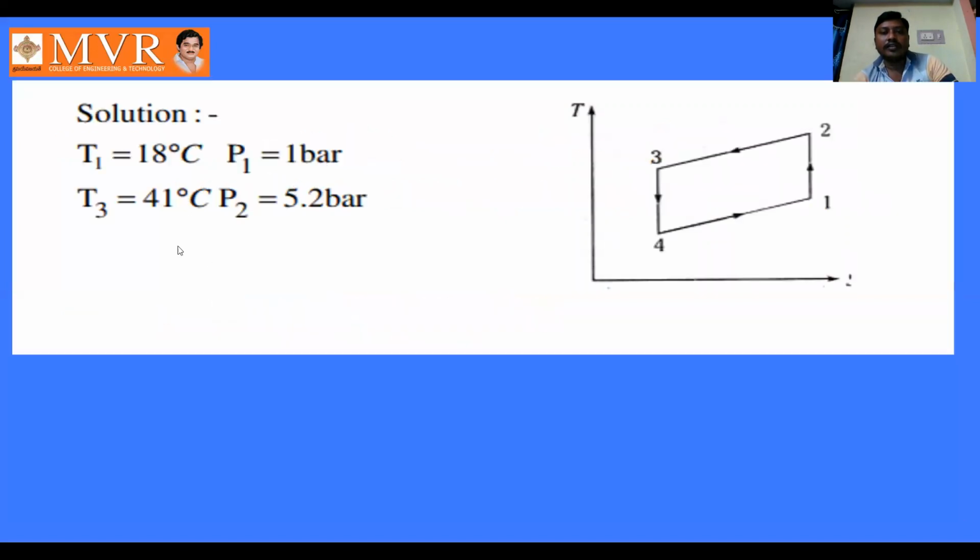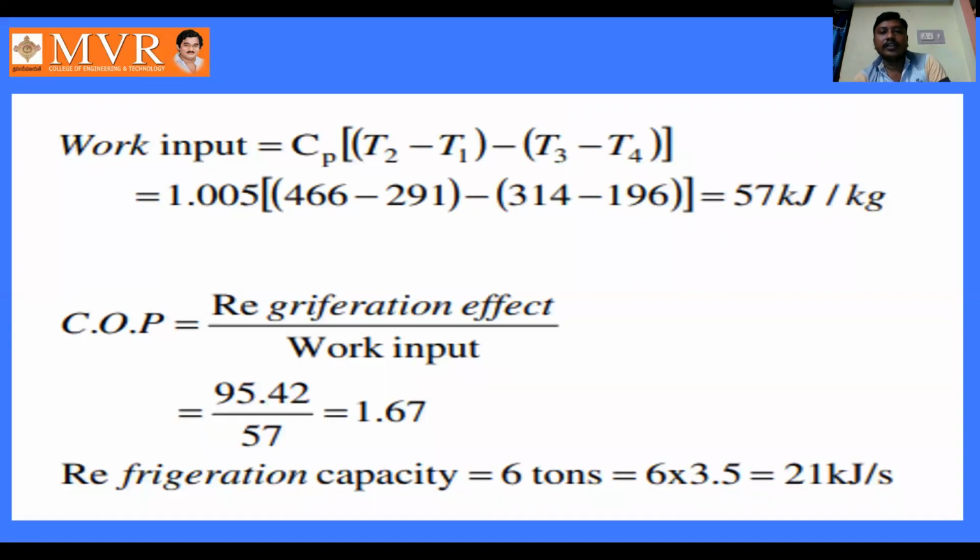The problem itself has given that the pressure in the PV diagram, we know the pressure P2 is equal to P3. Means for calculating the T4 value, T3 by T4 is equal to P3 by P2. P3 is equal to P2 and P4 is equal to P1.